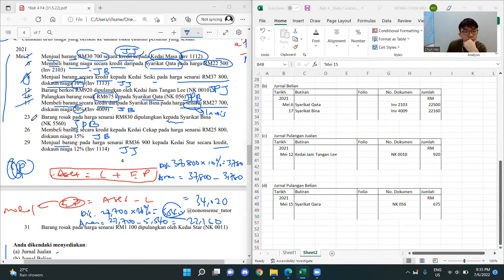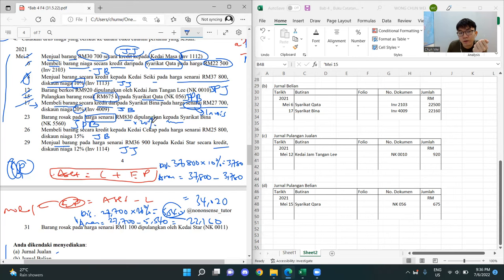Okay, let's continue. 23rd. Barang rosak pada harga senilai 830 dipulangkan kepada syarikat bina. Now, can you see this? Purposely put the harga senilai right here. Meaning this 830 is based on the harga senilai. It's not based on the amount yang perlu dibayar. So, go back to syarikat bina tadi. Okay, 17. So, tadi kita beli. Sekarang kita nak pulangkan, because ada barang rosak. So, berapa yang discount niaga yang telah kita terima? Which is 20%. Right?